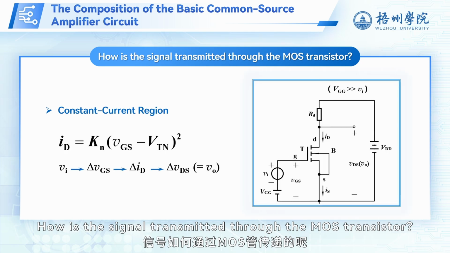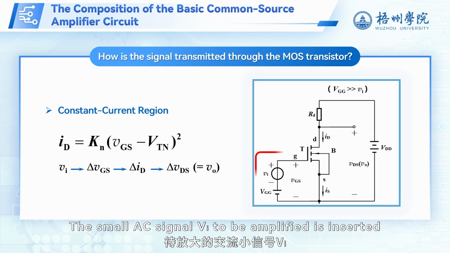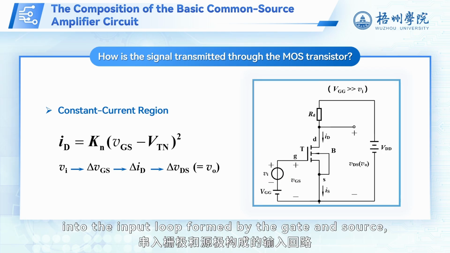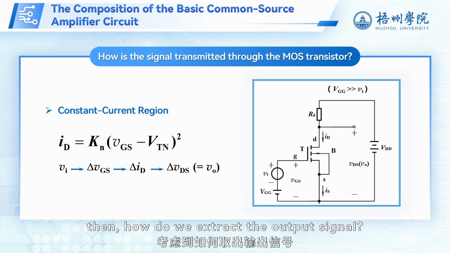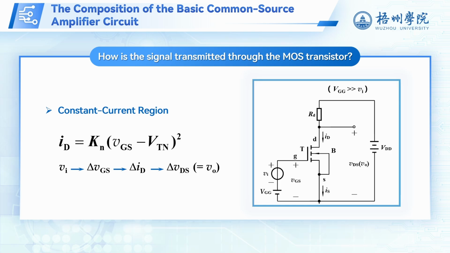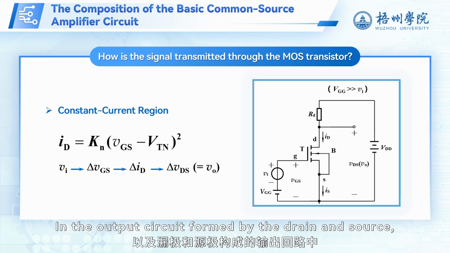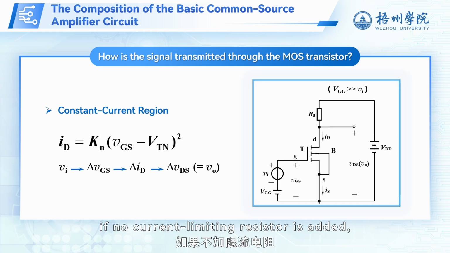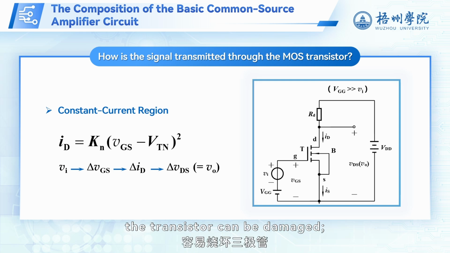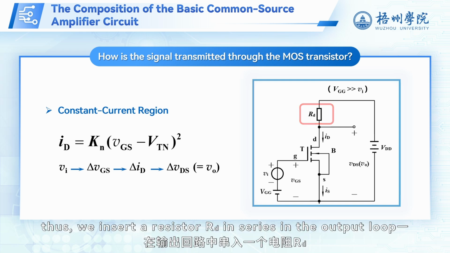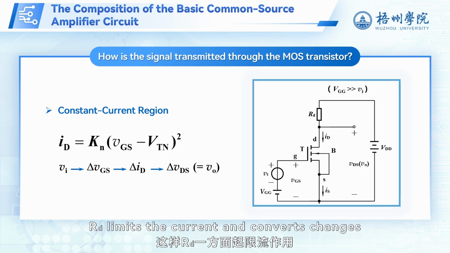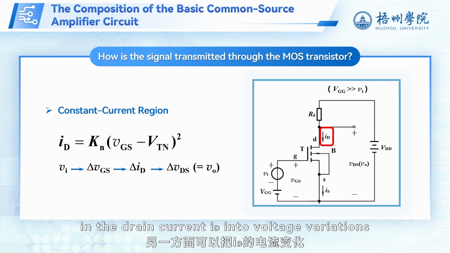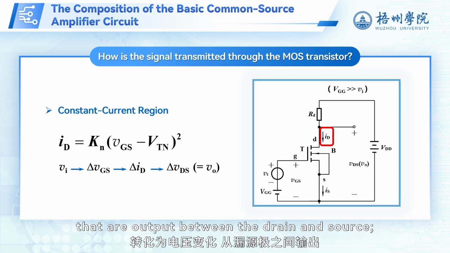How is the signal transmitted through the MOS transistor? The small AC signal V_I to be amplified is inserted into the input loop formed by the gate and source, causing variations in the gate-to-source voltage. Then how do we extract the output signal? In the output circuit formed by the drain and source, if no current limiting resistor is added, the transistor can be damaged. Thus, we insert a resistor R_D in series in the output loop. R_D limits the current and converts changes in the drain current I_D into voltage variations that are output between the drain and source.